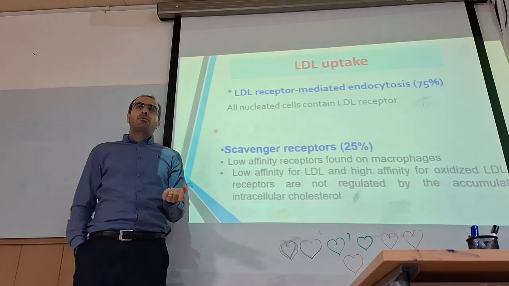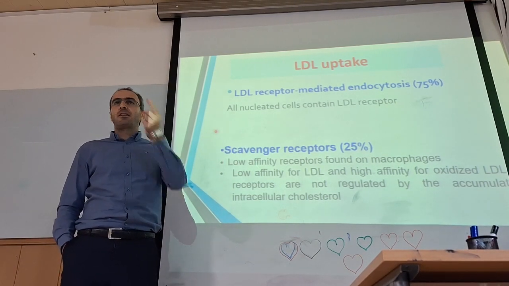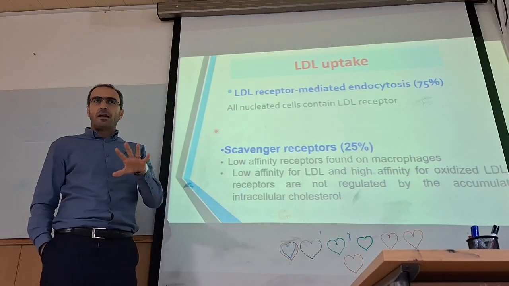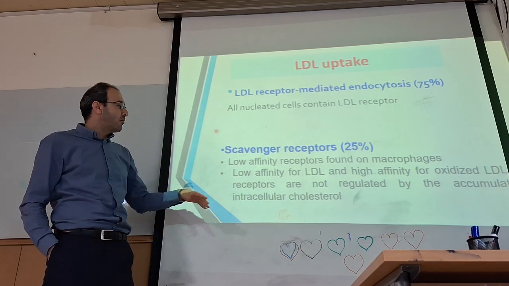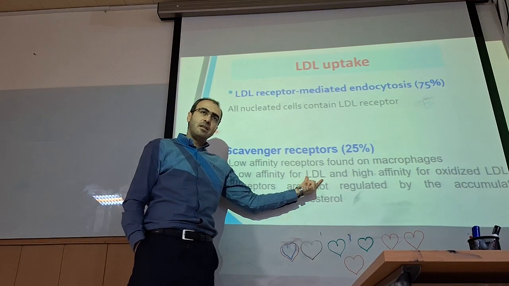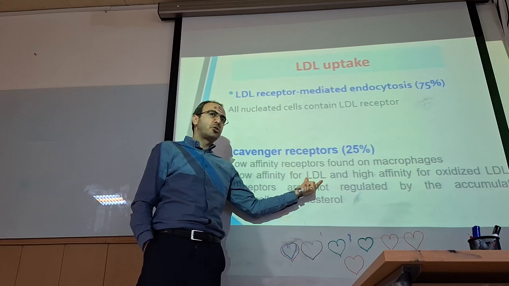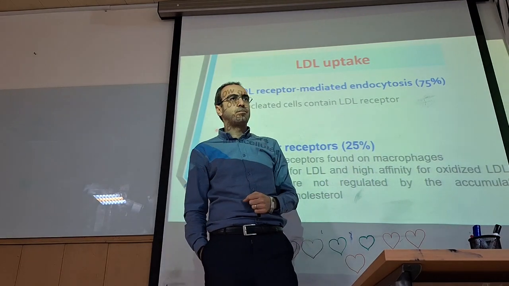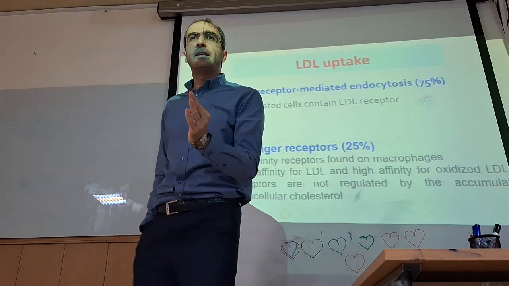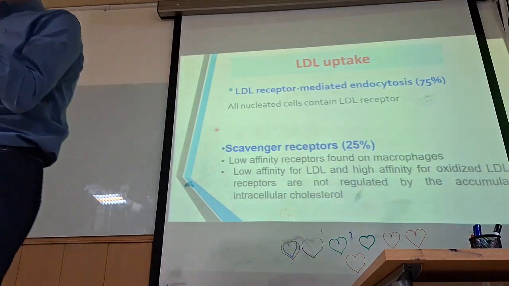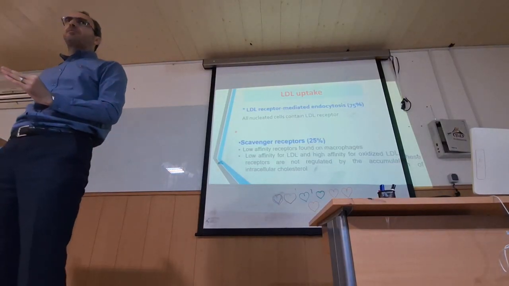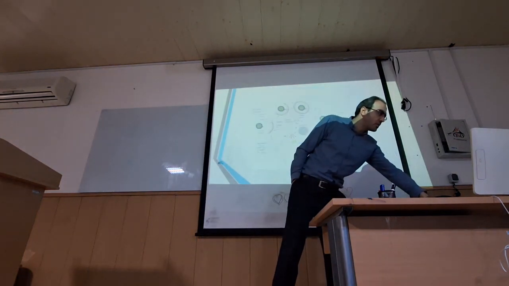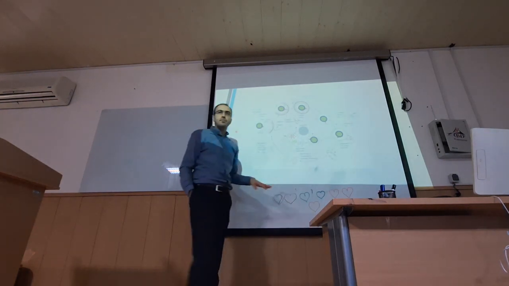These scavenger receptors are located on the macrophage surface. Okay, and they have a low affinity for cholesterol, low affinity for LDL, but unfortunately they have a high affinity for oxidized LDL. And oxidized LDL is the main factor responsible for atherosclerosis. So in the next slide, I will show you how atherosclerosis is activated. So oxidized LDL is bad.